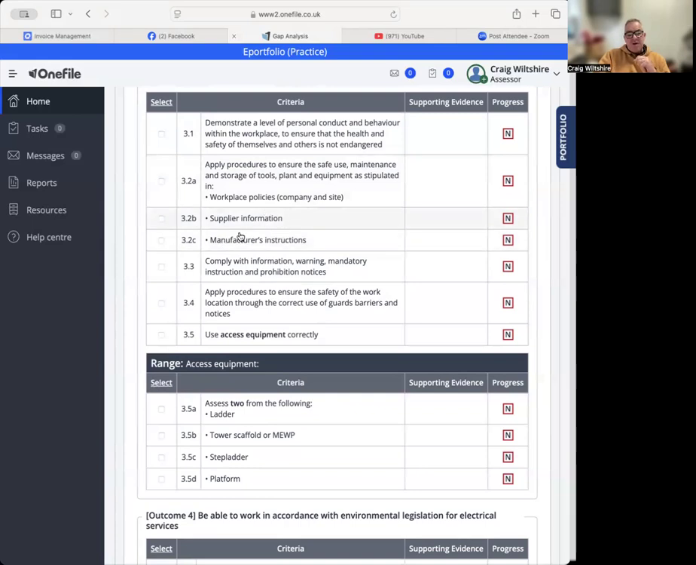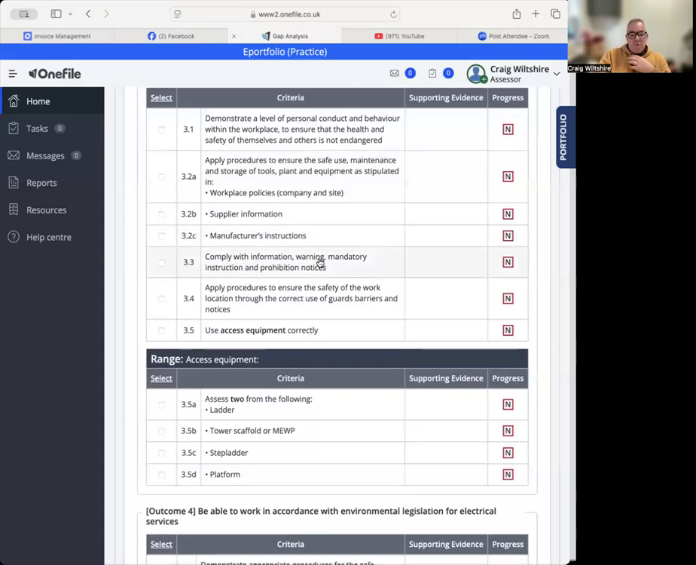Supplier's information and manufacturer's instructions. Why is it important that we as installers read and understand the manufacturer's instructions of the equipment that we're fitting? That's a question I would maybe ask. And you would give an example of manufacturer's instructions and explain that, right?